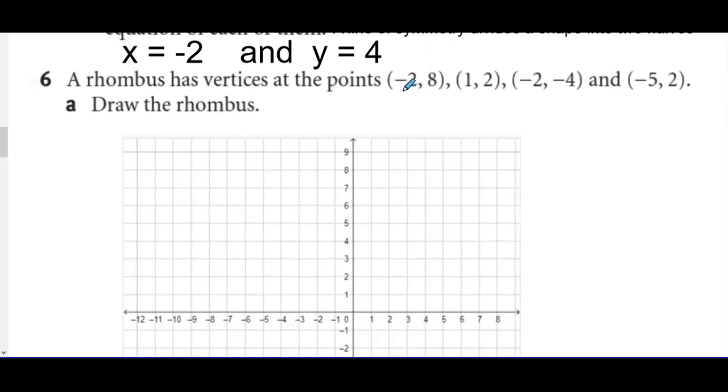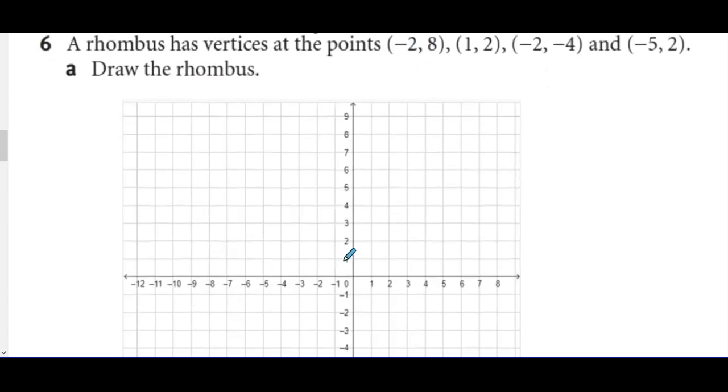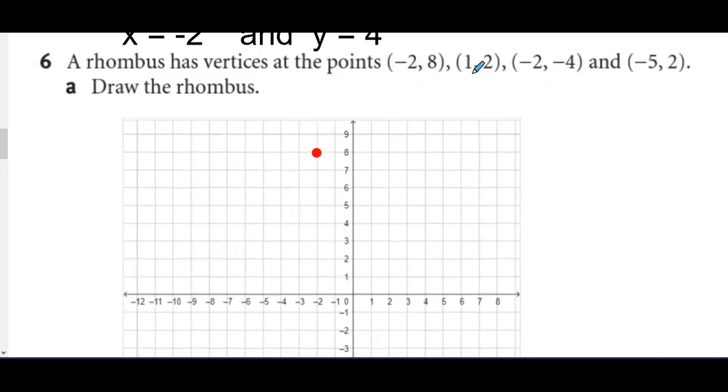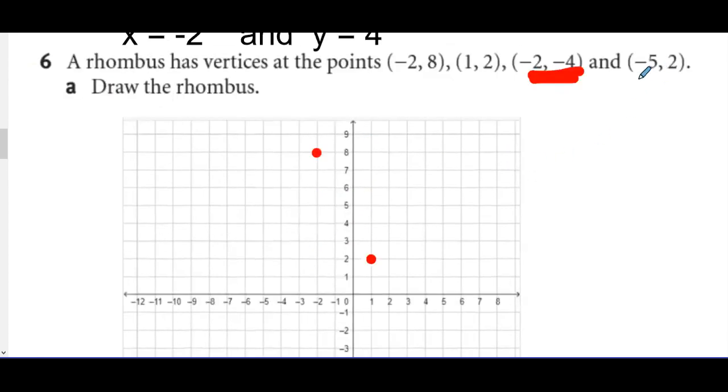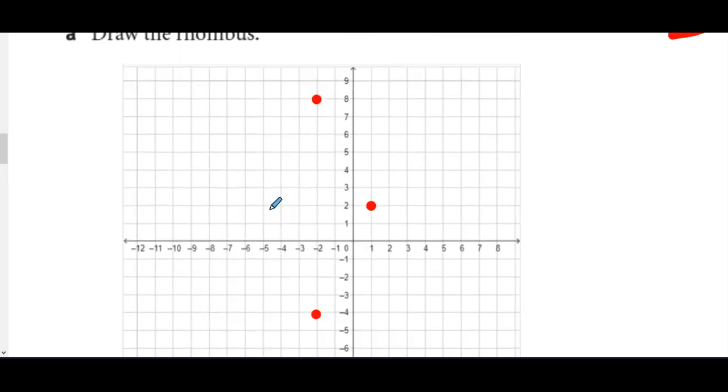So here we go. We have (-2, 8). So that point lies there. We have (1, 2), somewhere there. Then we have (-2, -4). So (-2, -4) will be somewhere there. And then we have (-5, 2), somewhere here.